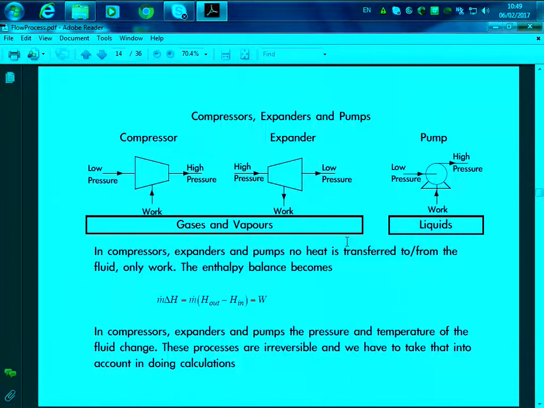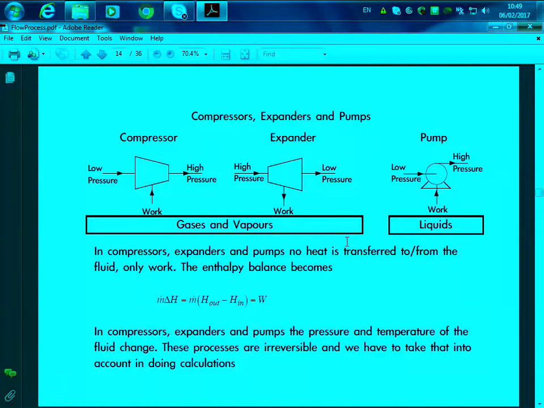But here we're going to look at gases and vapors, basically, because pumps are quite easy to design. You don't need a lot of energy balance. You do an energy balance, but basically apply kinetic energy, potential, and pressure energy. In compressors, expanders and pumps, no heat is transferred to or from the fluid, only work. So the enthalpy balance becomes m delta H equals the work applied. This is another assumption: here we only apply work into the system.